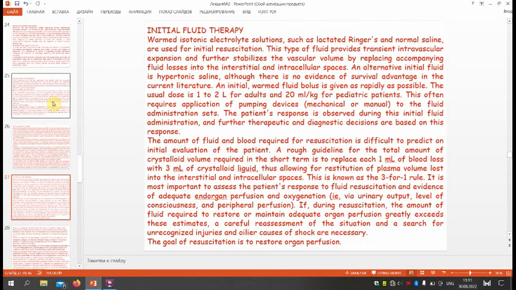It is most important to assess the patient's response to fluid resuscitation and evidence of adequate end-organ perfusion and oxygenation. And we can check it via urinary output, level of consciousness, and peripheral perfusion. If during resuscitation the amount of fluid required to restore or maintain adequate organ perfusion greatly exceeds these estimates, a careful reassessment of the situation and the search for unrecognized injuries and early causes of shock are necessary.